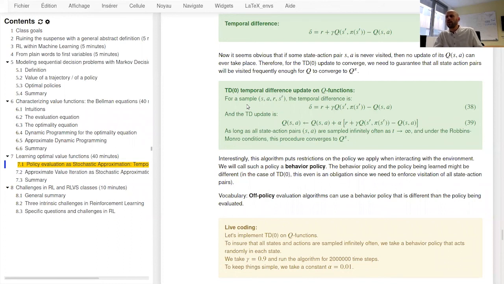Is there any method to calculate constant step size alpha? I'm not sure I understand the question.